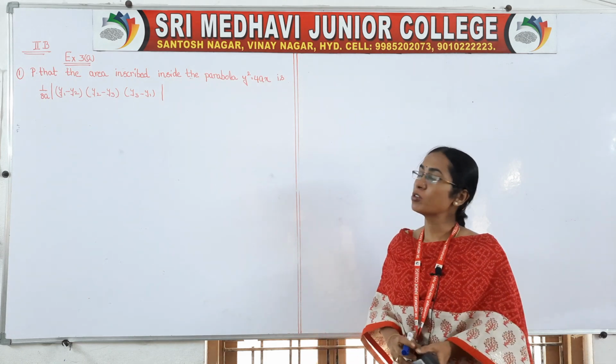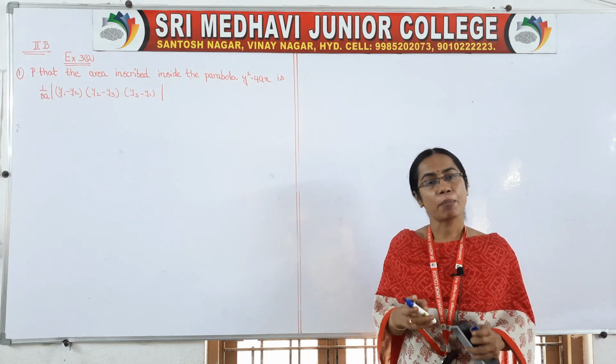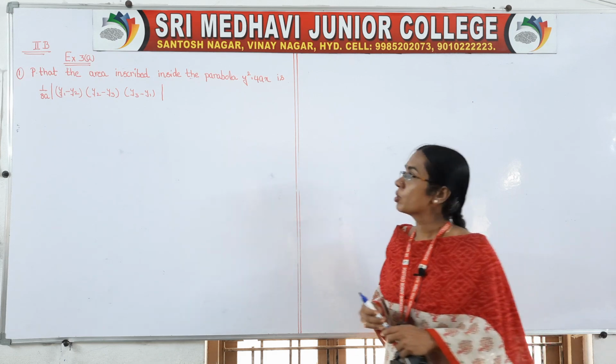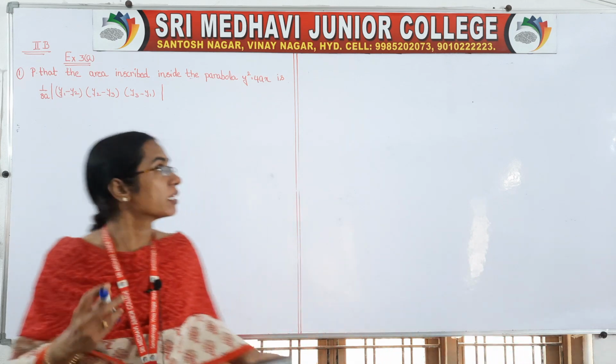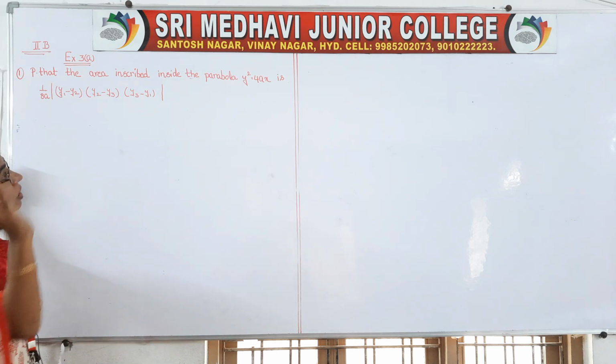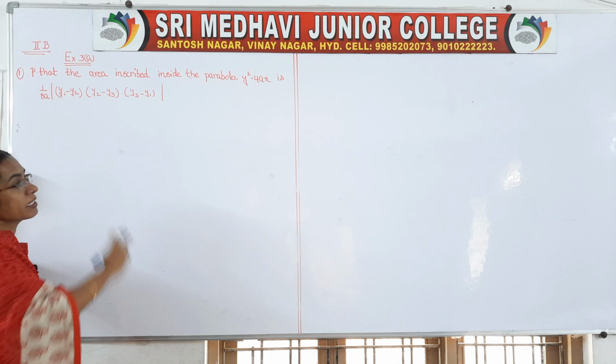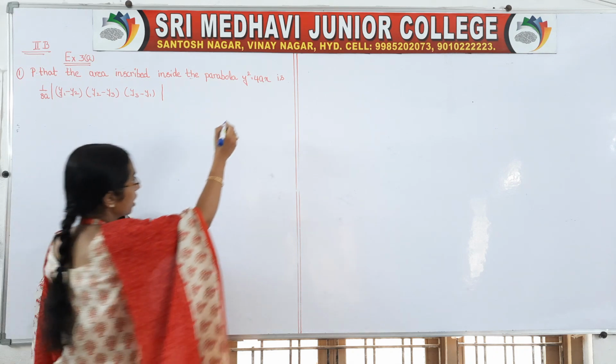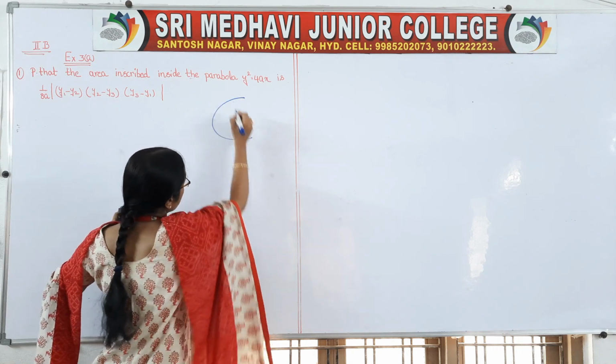Today we will solve one more 7 marks problem from parabola, right? So read the question. Prove that the area inscribed inside the parabola y square is equal to 4ax is this one. Suppose the parabola is like this, you know it very well.